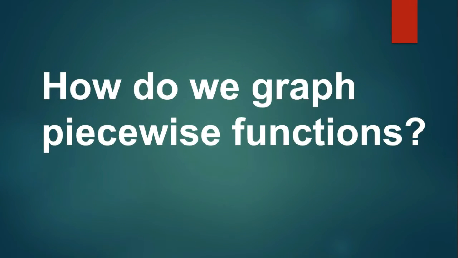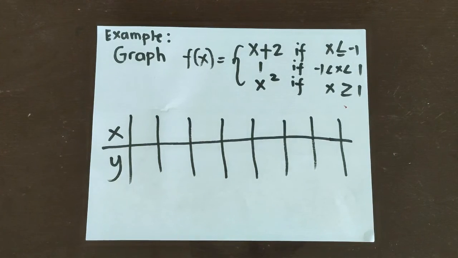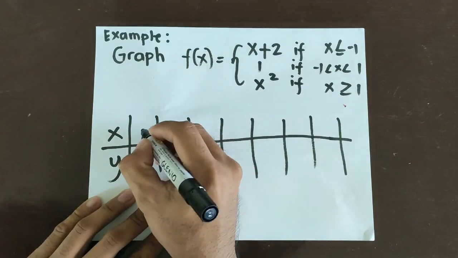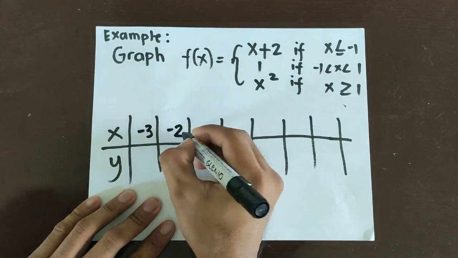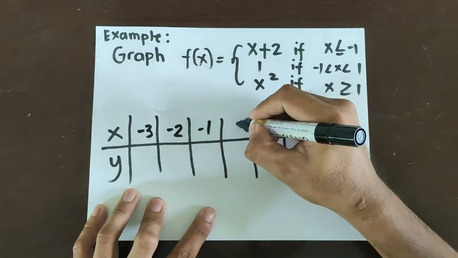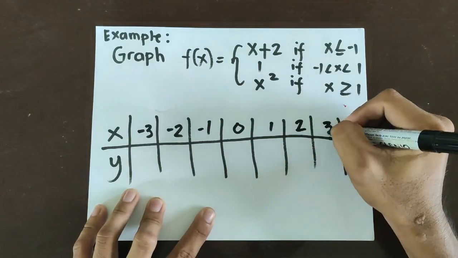So how do we graph piecewise functions? Paano nga ba natin ginagraph ang mga piecewise functions? So for you to know how to graph piecewise functions, watch this video. This is how we graph piecewise functions. So first one, we have to construct our table of values for us to generate the coordinates to be plotted in our Cartesian plane. So let me begin with this one, -3, -2, -1, 0, 1, 2, and 3.